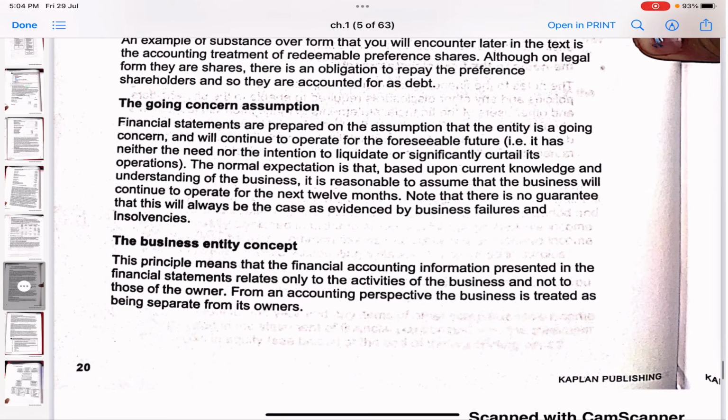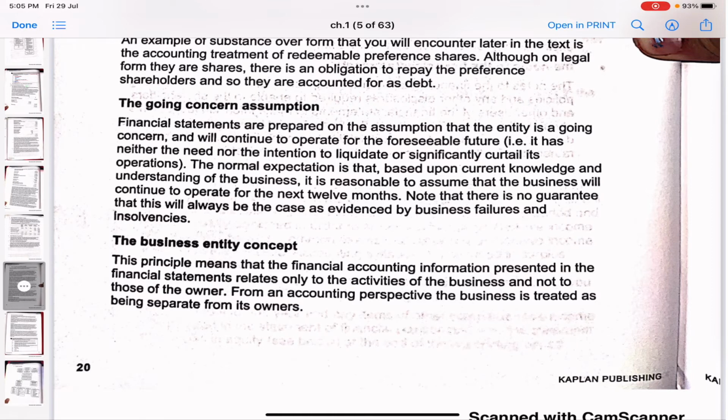Now we have what the going concern assumption is. Now, what is going concern assumption? This is a very basic accountancy principle, or a very important assumption, which is the going concern assumption. Financial statements are prepared on the assumption that the entity is a going concern and will continue to operate for a foreseeable future. Okay, so going concern principle.